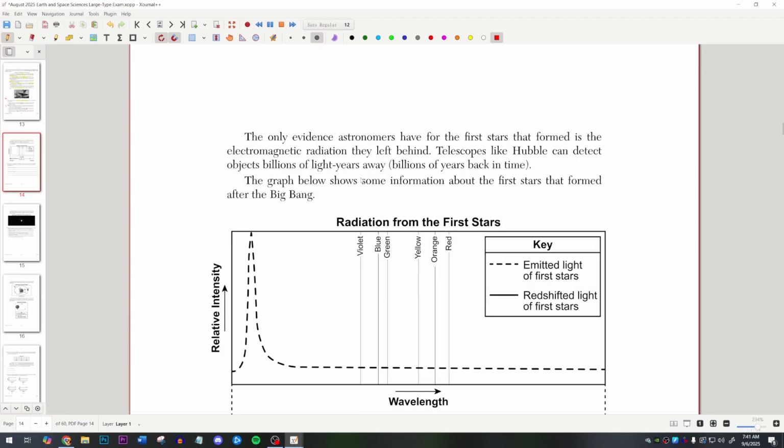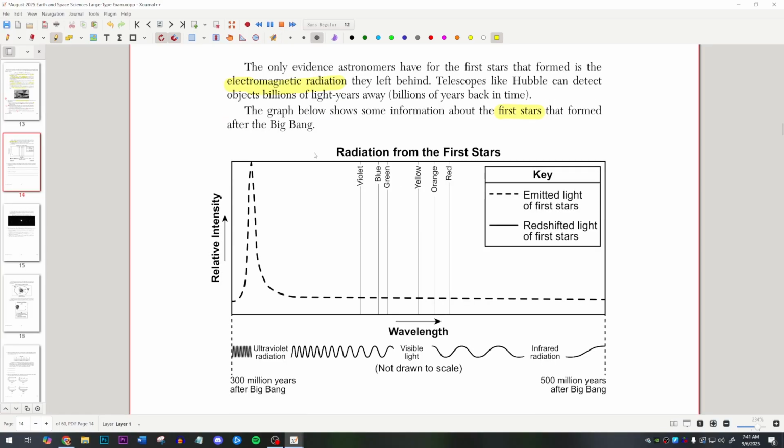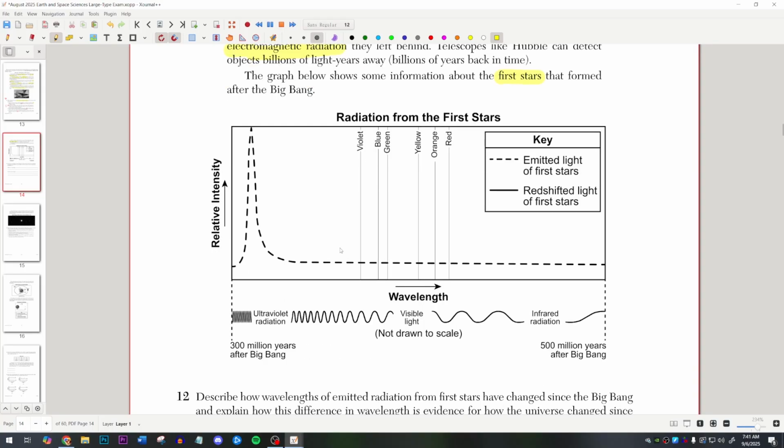The only evidence astronomers have for the first stars that formed is the electromagnetic radiation they left behind. Telescopes like Hubble can detect objects billions of light years away. Okay. So, electromagnetic radiation. We can detect objects billions of light years away, or billions of years back in time. The graph below shows some information about the first stars that formed after the Big Bang. Okay, let's see what it says.